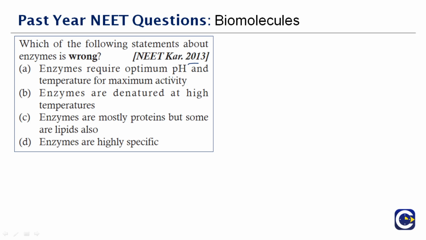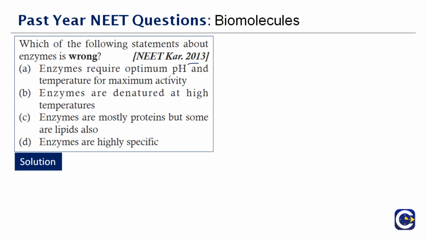Which one of the following statements about enzyme is wrong? So far I had been explaining what is enzyme and all that. Now, enzymes require optimum pH and temperature for maximum activity. Yes, they require that condition for it to attain its function. Enzymes are denatured at high temperatures. Yes, that is also true. Enzymes are highly specific. Option D is also right. Now look at option C.